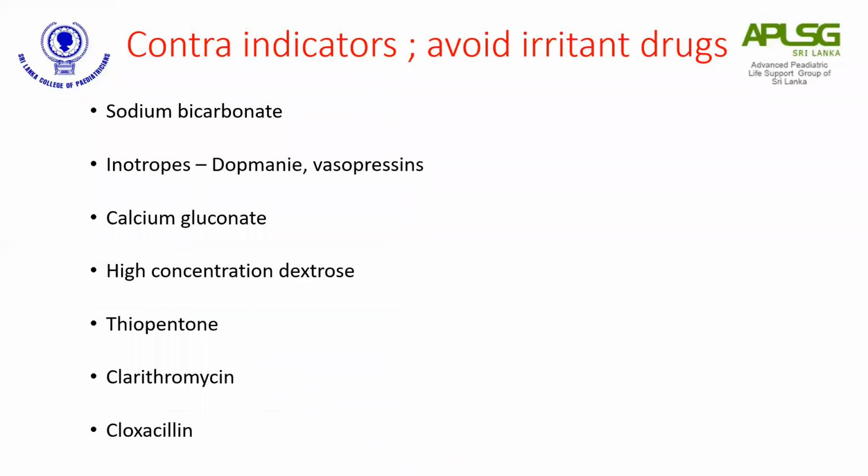What are the drugs that cannot be given peripherally? For example, drugs like sodium bicarbonate, inotropes, dopamine and vasopressin, calcium gluconate, dextrose, anything above 12.5% cannot be used peripherally. Thiopentone, antibiotics like clarithromycin, fluoxetine. These drugs are not usually recommended to give peripherally because they all have a higher osmolality than the plasma, and if there's an accidental extravasation, there can be tissue necrosis.